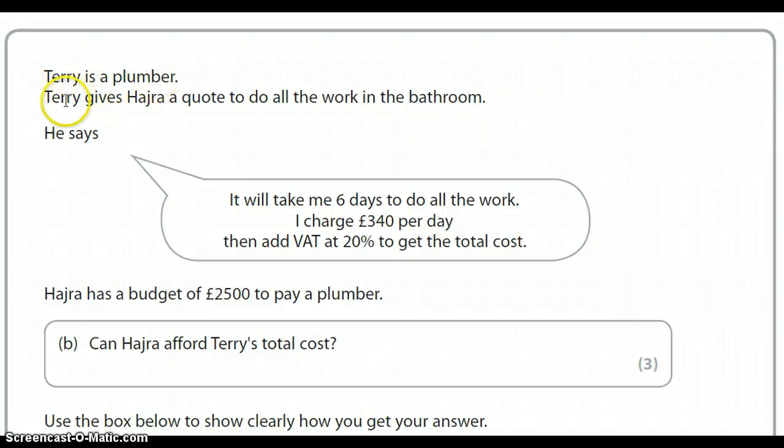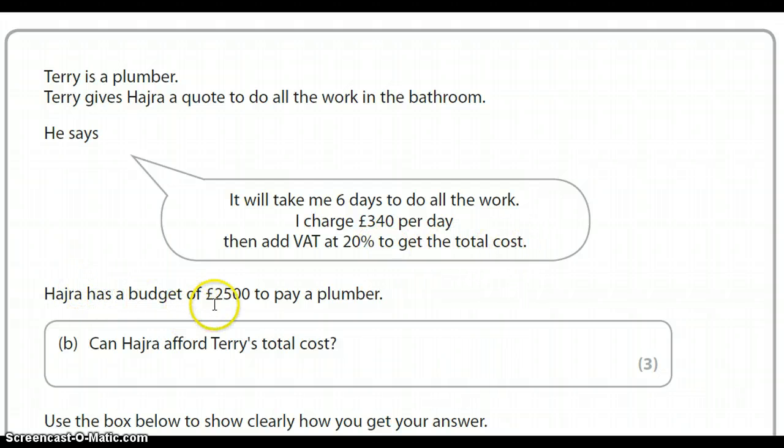Terry is a plumber. Terry gives Hadra a quote to do all the work in the bathroom. He says, it will take me that many days to do all the work. I charge that much per day. Then add VAT at that percent to get the total cost.